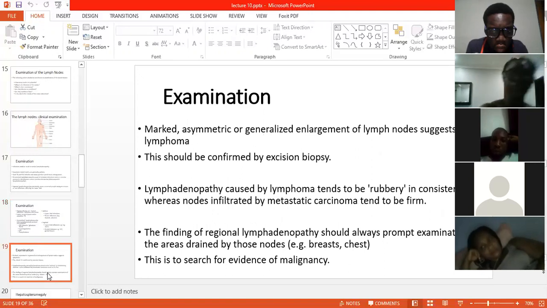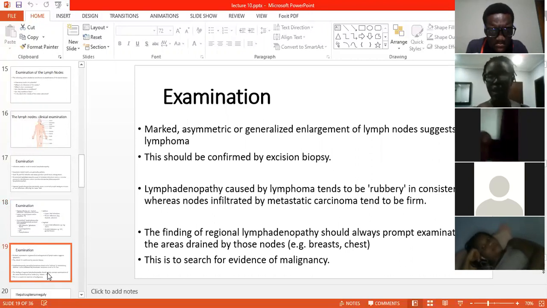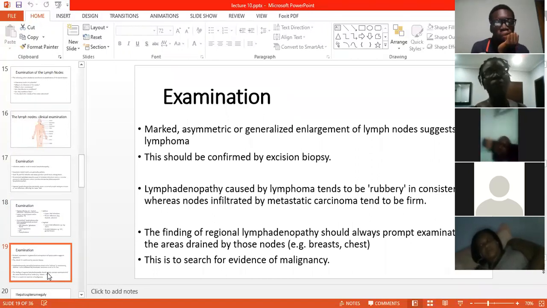Usually, when the lymph nodes are asymmetric, it usually suggests a lymphoma, which is a cancer of the lymph nodes. And the only way you can confirm a lymphoma or cancer is when you take a sample of the lymph node and you send it for biopsy. And this is called an excision biopsy.